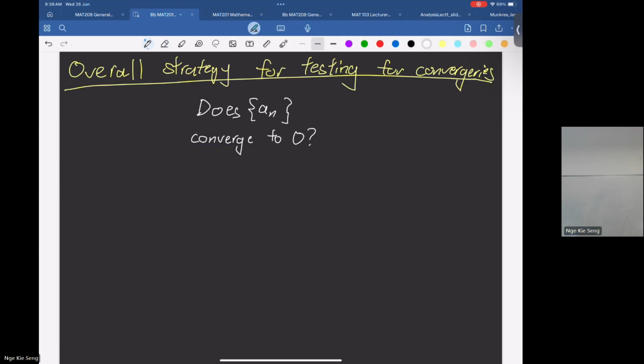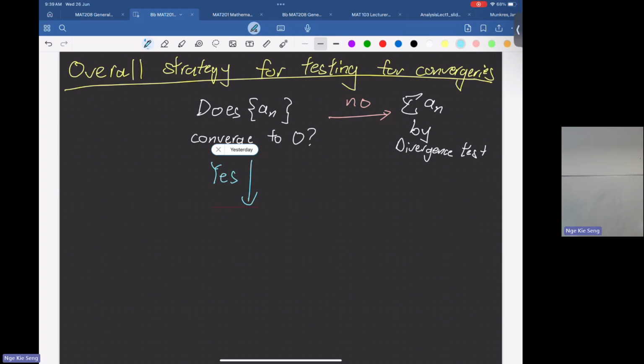If no, then the series definitely diverges, by the divergence test. If yes, we can't conclude anything yet. For example, the harmonic series has terms converging to 0, but the infinite sum diverges. So what can we do next? We can ask whether it converges absolutely or not. How do we check this kind of series converges? There are all sorts of series you can check. You can use the P series. If it is a P series, then for what P does it converge?